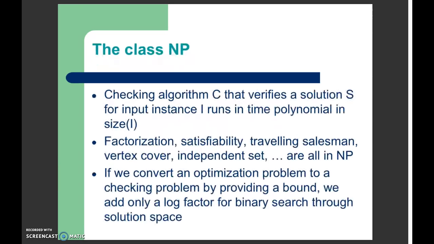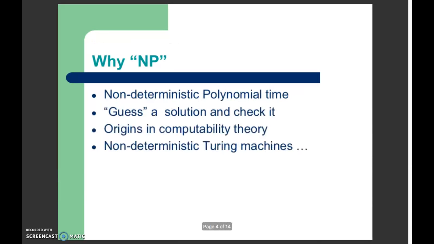In the class NP, the checking should be efficient. That is, it should run in polynomial time. Various examples of NP are factorization, satisfiability, traveling salesman, vertex cover, independent set, etc. If we convert an optimization problem to a checking problem by providing a bound, we add only a log factor for binary search through the solution space.